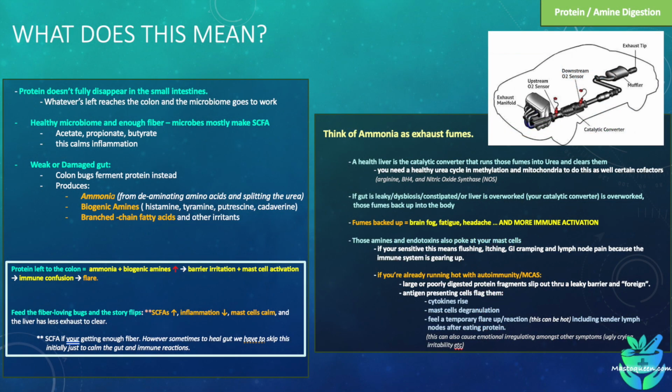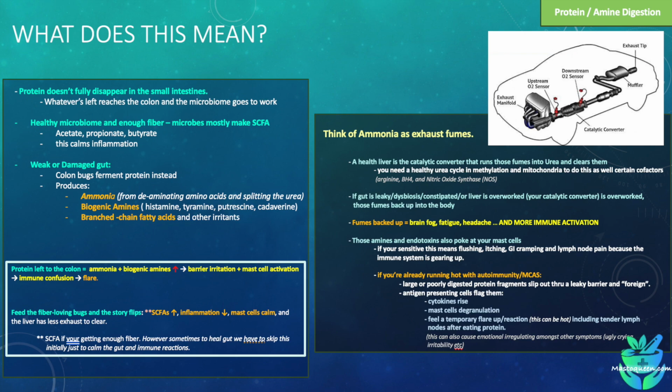So what does that all mean for you in your chronic illness? Without a proper microbiome, protein doesn't fully disappear in the small intestine. Whatever is left reaches the colon and the microbiome gets to work. With a healthy microbiome and enough fiber, the microbes mostly make short-chain fatty acids, acetate, propionate, and butyrate, and this helps calm inflammation. Now, if you have a weak or damaged gut, your colon bugs ferment protein instead of processing it like it's supposed to, and this will produce ammonia from deaminating amino acids and splitting urea, biogenic amines, which is histamine, tyramine, putrescine, and cadaverine, and branched-chain fatty acids and other irritants, all of which cause you symptoms, all of which cause damage.